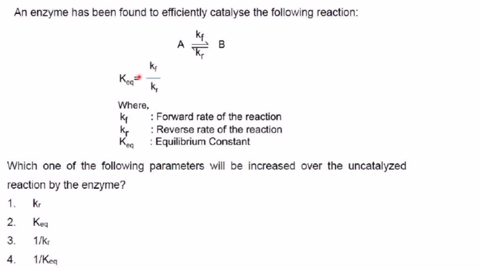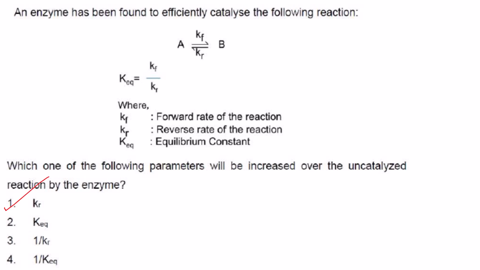You all know that in an enzyme catalyzed reaction, the forward and the reverse reaction rates will both increase so that the K equilibrium remains a constant, because enzyme addition doesn't alter the K equilibrium parameter. So if Kf increases, Kr also will increase to maintain the K equilibrium constant. In these options they have not given Kf, they have given only Kr. So the answer here will be Kr is going to increase.